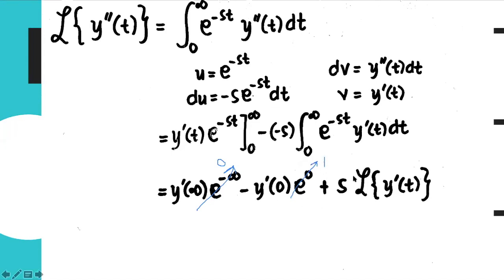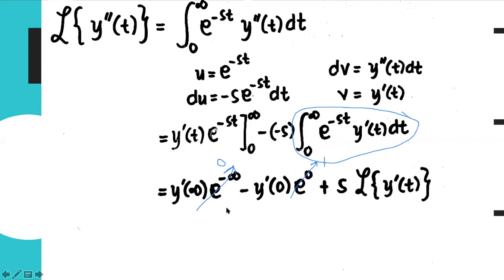Okay, now minus s times negative, so we have positive s, and this is the definition of Laplace given the function y prime of t. So you can write this form into this form. So positive s times Laplace of y prime of t.